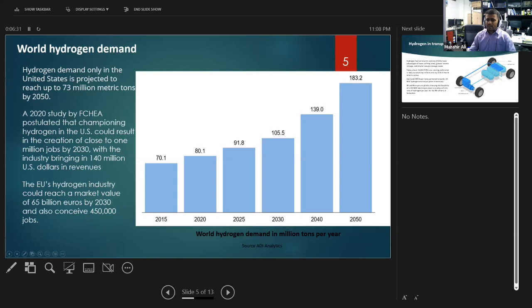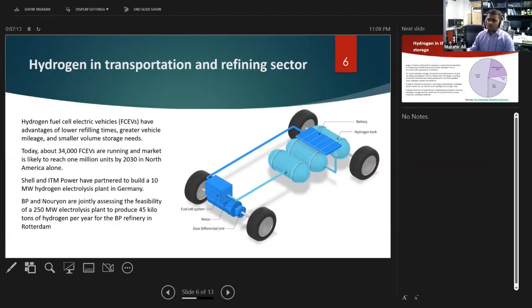Similarly, according to one research analysis, by the end of 2030, the USA can generate 140 million dollars in revenues. Similarly, this market in the European Union could create around 50,000 jobs. So in this way, there are a lot of job opportunities, and a lot of things which are related to hydrogen. Now, how hydrogen is used in the transportation and refining sector.